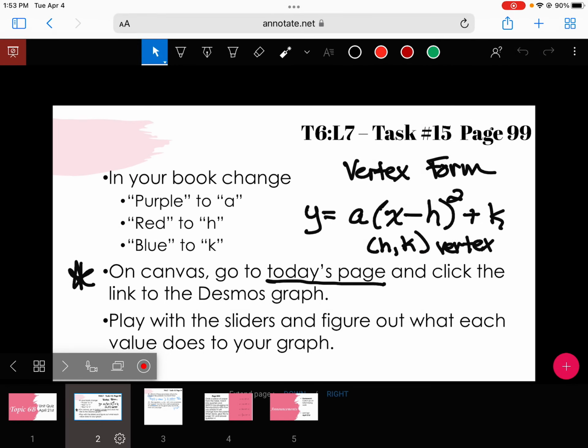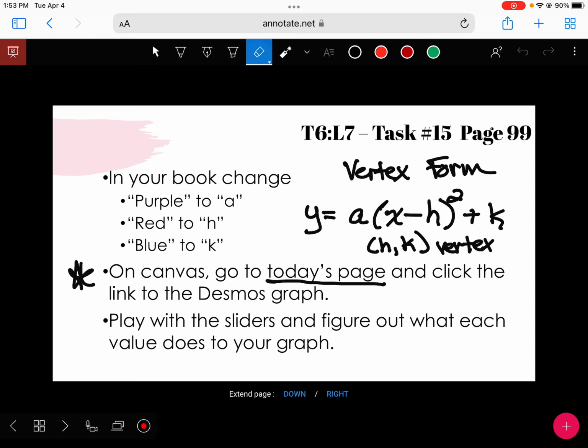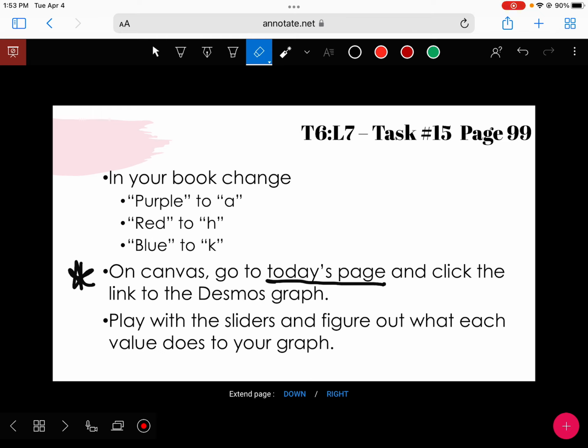Okay, so we're back and we're going to figure out what moving these sliders does for A. Okay, I like blue. So we changed purple to A. When we were moving that slider for A, what was happening to the graph? What was happening to the parabola? Okay, so it changed how wide or narrow it was.